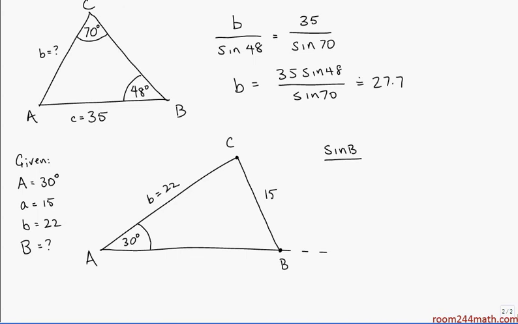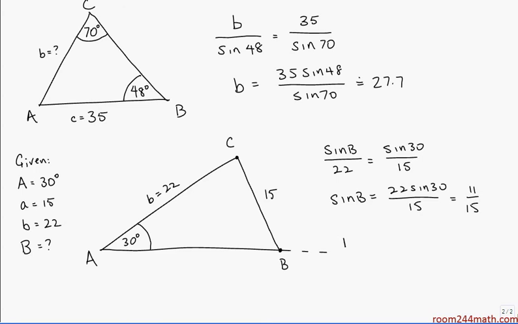I can say sine B over side B, which is 22, is equal to sine 30 over the side opposite the 30-degree angle, which is 15. And I can multiply both sides by 22 to get sine B is equal to 22 sine 30 over 15. Now, I've chosen 30 because sine of 30 is a nice number. It's a half. So I can simplify this to 22 times a half, which is just 11 over 15.